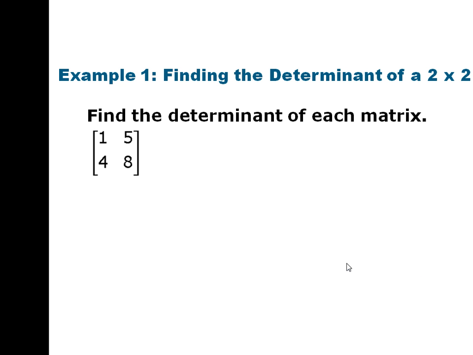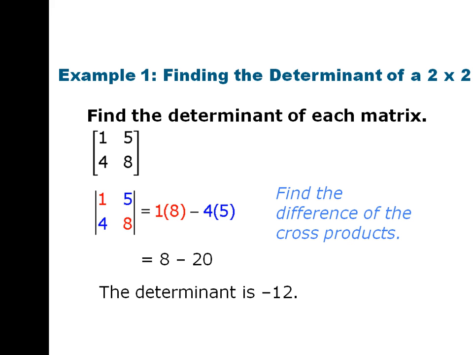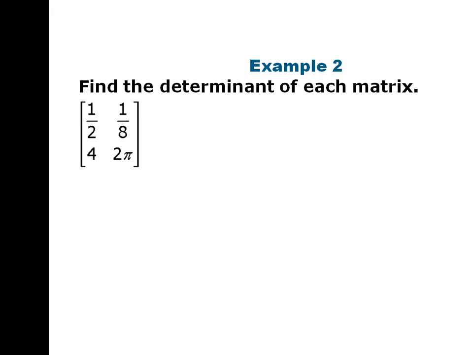Okay, so to find the determinant of each matrix, here we have the matrix 1, 5, 4, 8. It is a 2 by 2 matrix. It is a square matrix. And so we take the first diagonal, multiply it, and then subtract the other diagonal multiplied together. So we'll have 1 times 8 minus 4 times 5, which is 8 minus 20. So here our determinant is negative 12.